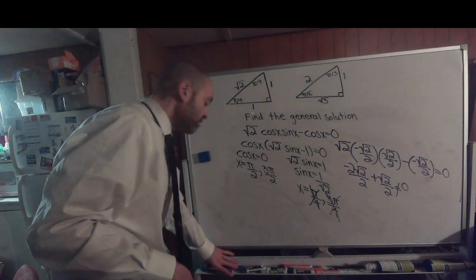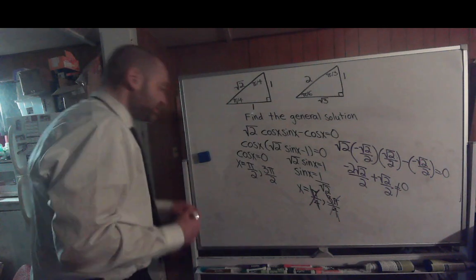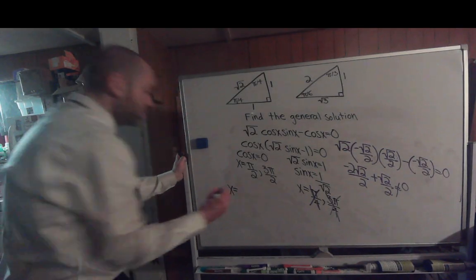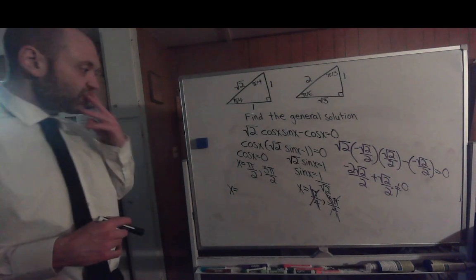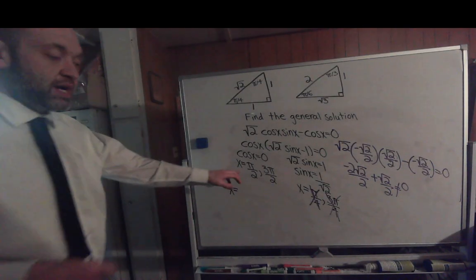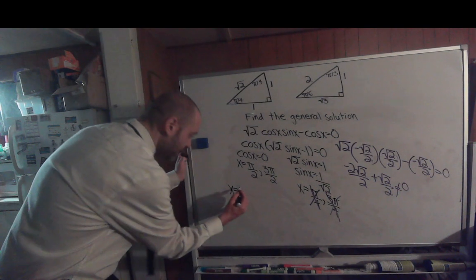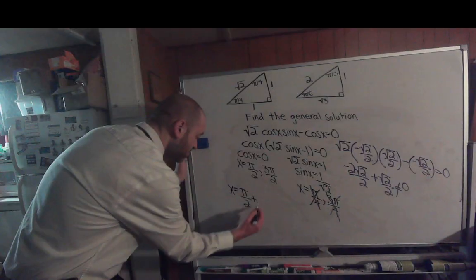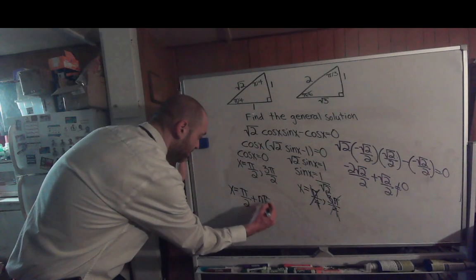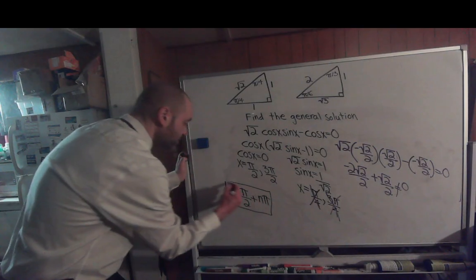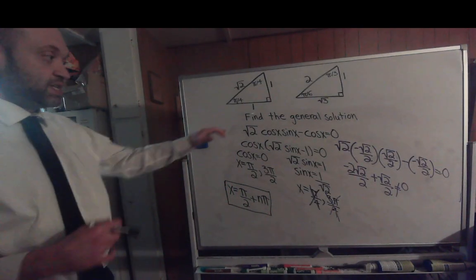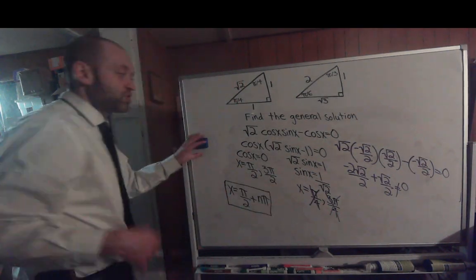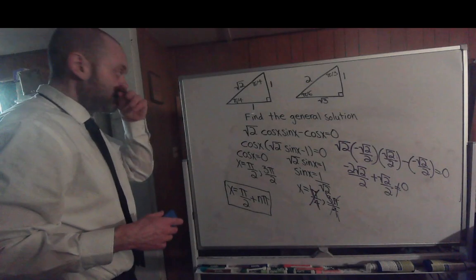So you actually only have two solutions. Which really we could say we have one general solution, because if you add pi to pi over 2, you get 3 pi over 2. So x would equal pi over 2 plus n pi. That would be the general solution to this particular equation. And this right here is why we always check for extraneous solutions.